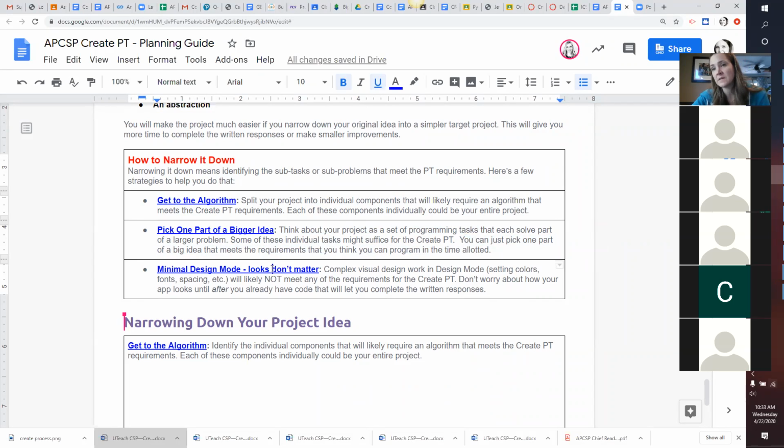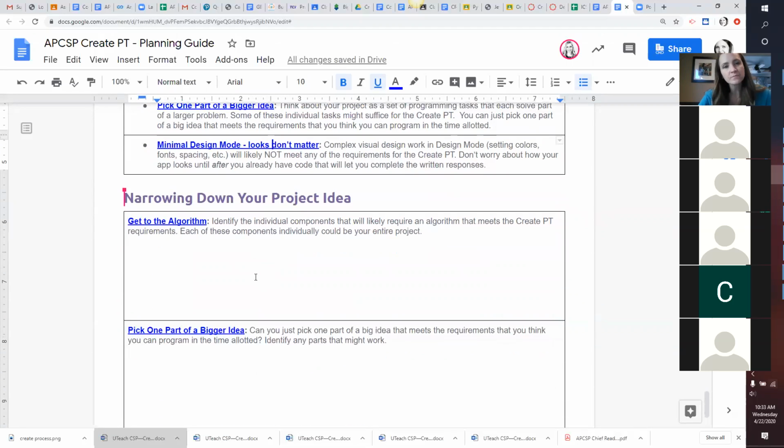Minimal design mode. Even though it seems really exciting to have lots of visuals to make it really interesting, that is not something you're being graded on. So don't worry if it doesn't have sounds and flashing lights and explosions. It could just be a program that prints stuff. You don't have to use simple GUI. You don't even have to use Python. So don't lose yourself in this idea that my program's terrible because it's not flashy, no bells and whistles. That's not what they're looking for.